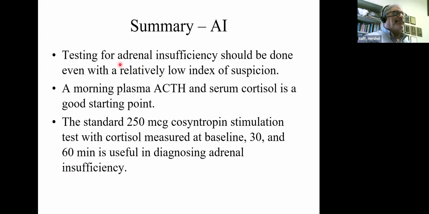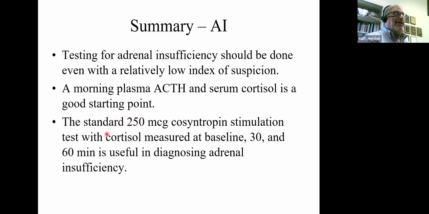So, in summary, testing for adrenal insufficiency should be done with a relatively low index of suspicion, because if you miss it, it could be a very bad outcome. Morning plasma ACTH and serum cortisol is a good starting point. Notice I'm hedging on DHEA. Some people say it's a waste of time. Some people say it isn't. I'm a lab guy, so I say order as much as you can rather than having to have the patient come all the way back to have another blood sample done. Real pain. But some doctors just do the plasma ACTH and serum cortisol.